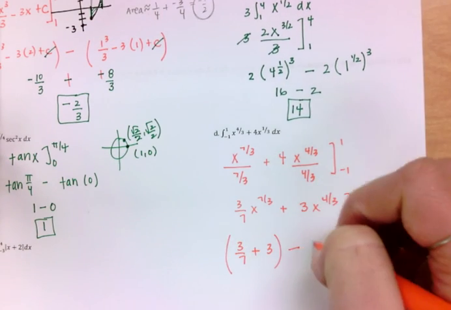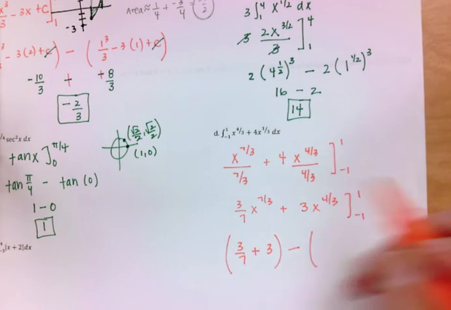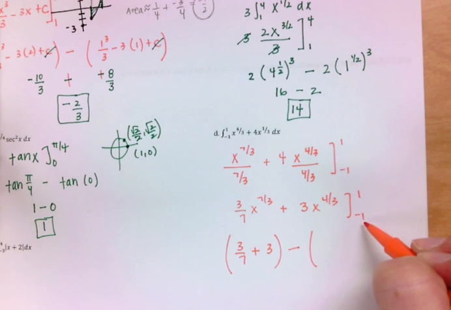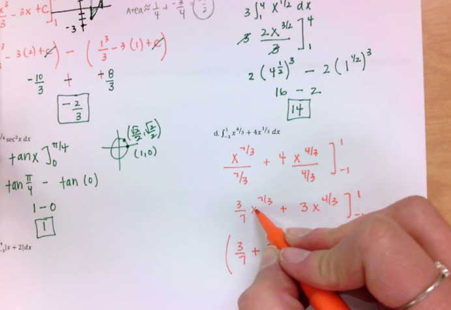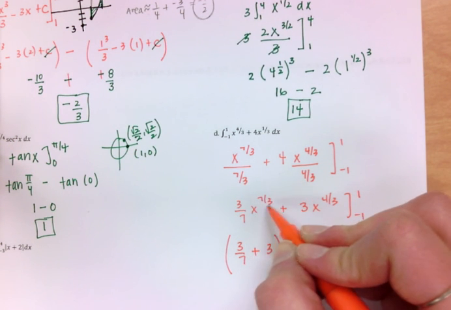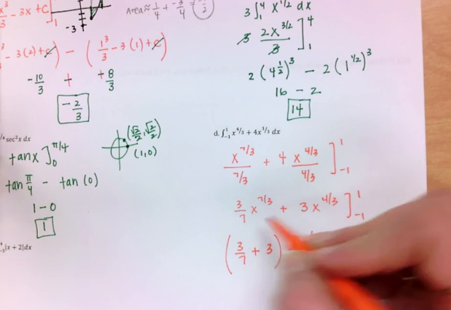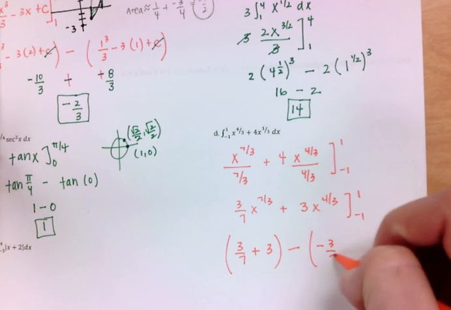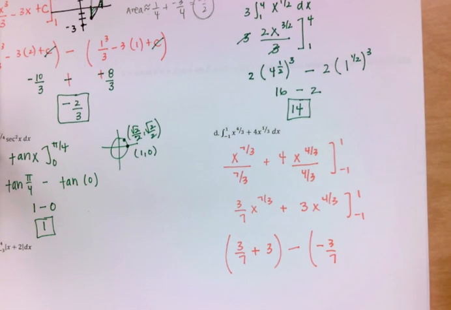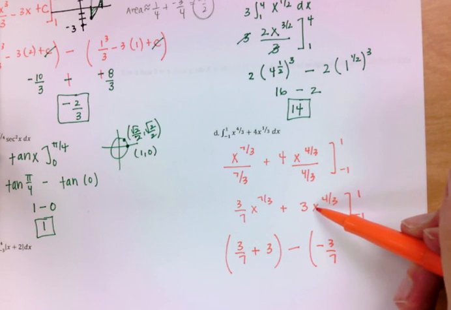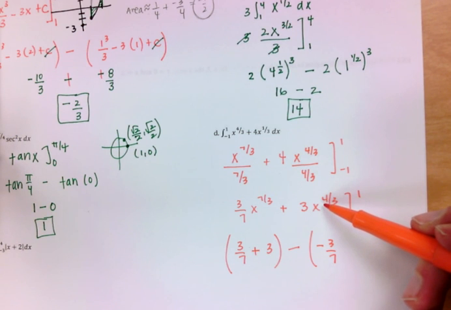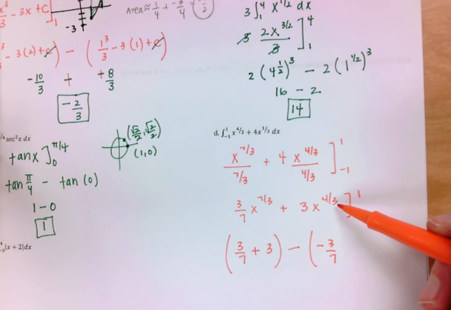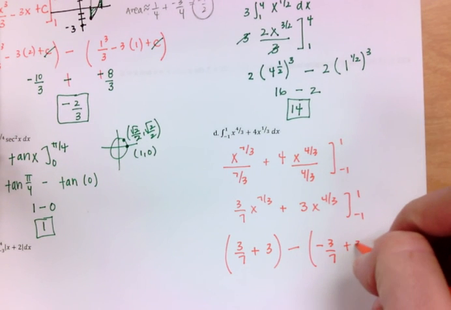Right, minus F of A. So then 3/7, if I take a negative, -1 to the 7th is -1. The cube root of -1 is negative. So this is -3/7. Okay, and then if I plug in -1 here, -1 to the 4th is +1. The cube root of +1 is 1. So that's +3.